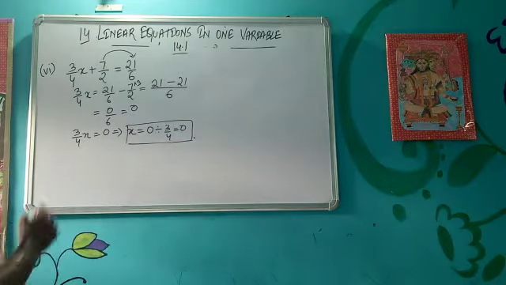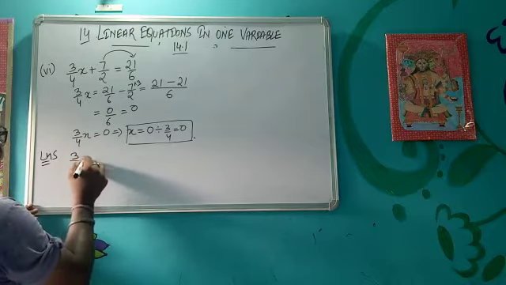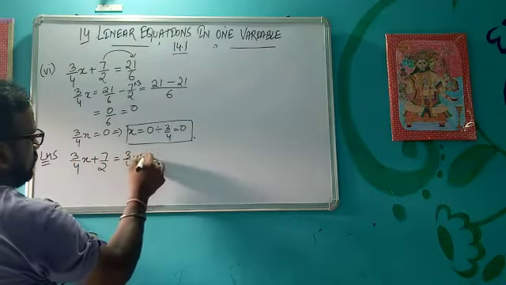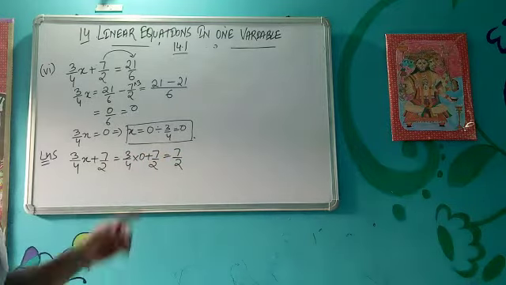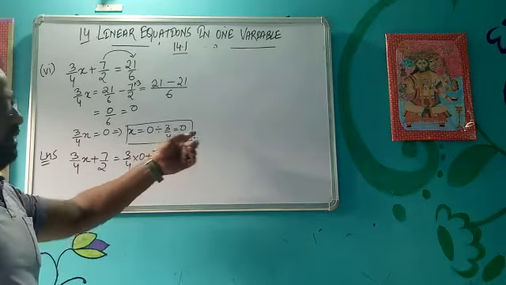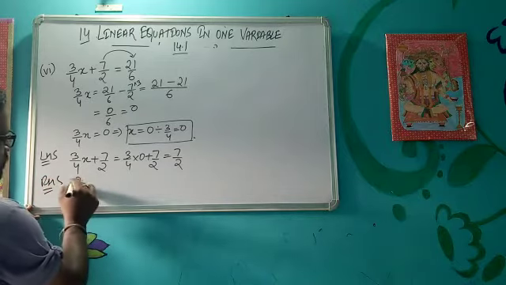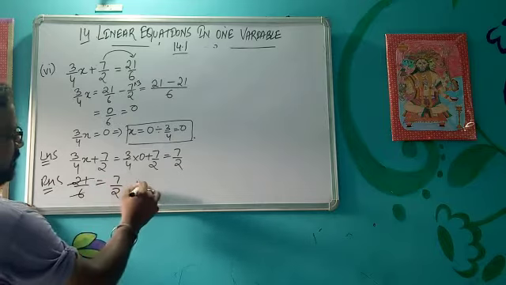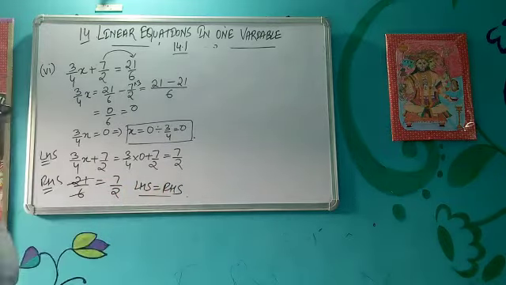0. And if you wish to check, I will take LHS, 3 by 4x plus 7 by 2, then 3 by 4 into 0 plus 7 by 2 will give you 7 by 2. Anything multiplied by 0 is 0, and if 0 is divided by any number, the answer is 0. Then what is our RHS? 21 upon 6. So if you simplify, you will get 7 upon 2. So we can say that LHS equal to RHS.